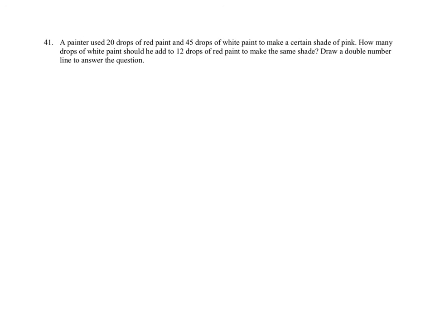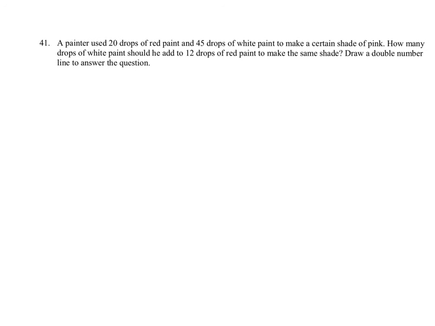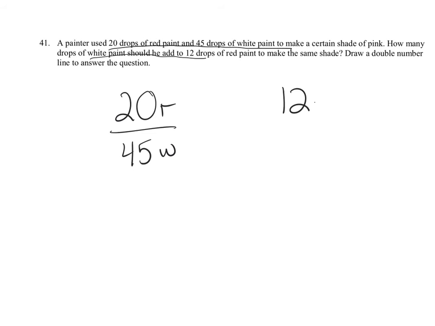Okay, 41 says, a painter used 20 drops of red paint and 45 drops of white. So that's important. 20 drops of red, 45 drops of white to make a certain shade of pink. How many drops of white paint should he add to 12 drops of red paint to make the same shade? So your first ratio is 20 red to 45 white. But he has 12 red. And we need to figure out how many white we need to add to that.